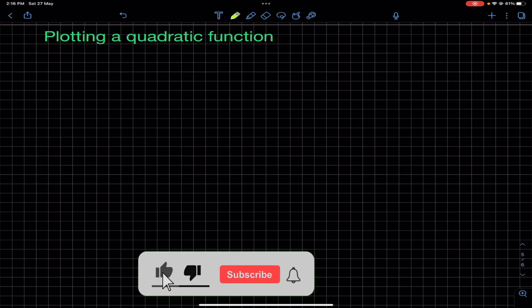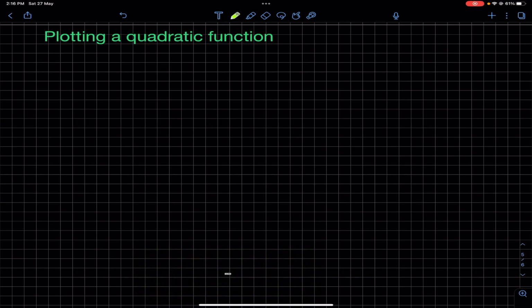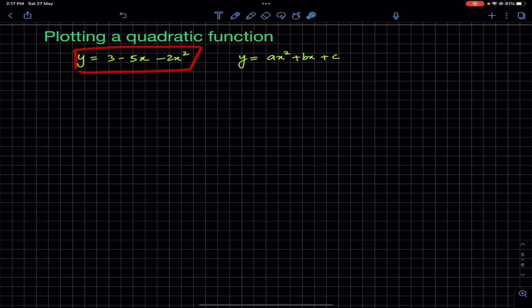Today in this video we are going to learn how to plot a quadratic function. So let's say that we are given a quadratic function y equals 3 minus 5x minus 2x square, and as we all know, the standard form of a quadratic function is always written as ax square plus bx plus c. So let's rearrange this one in terms of the standard form.